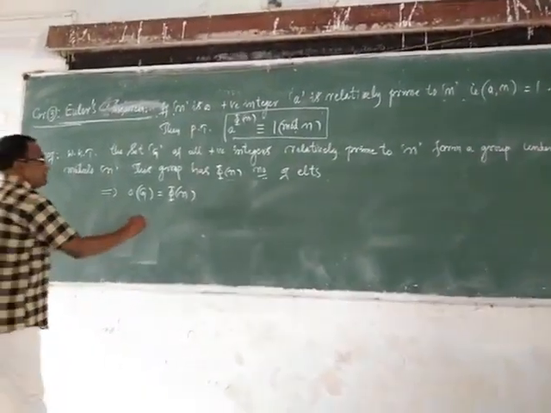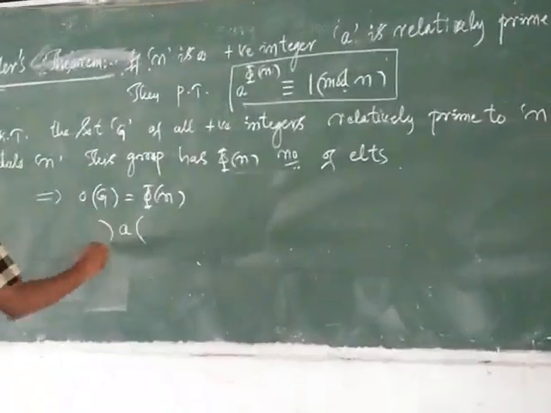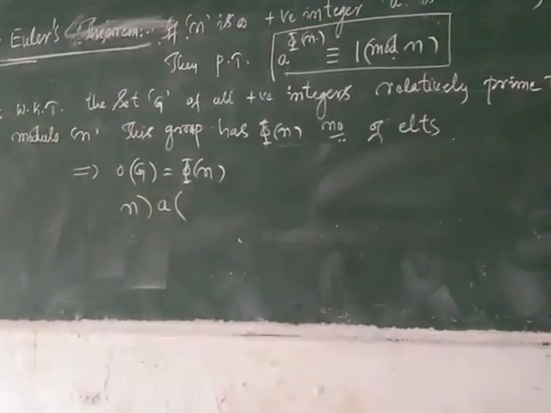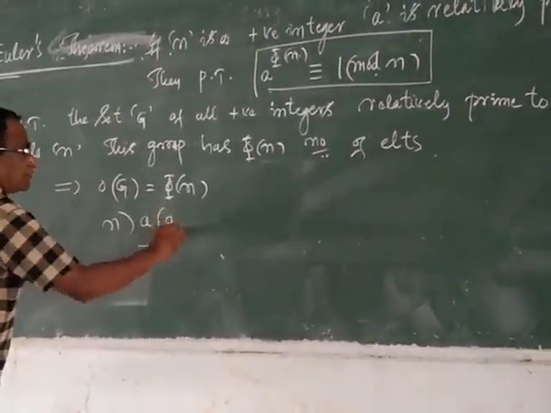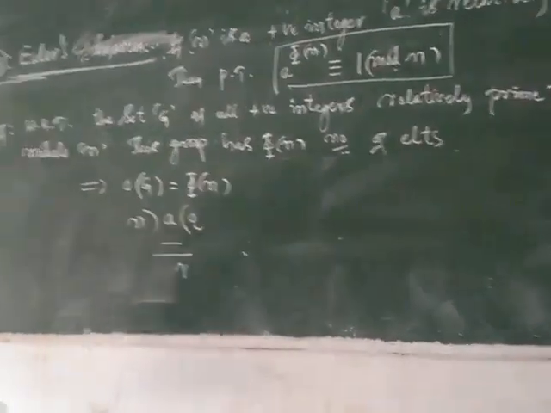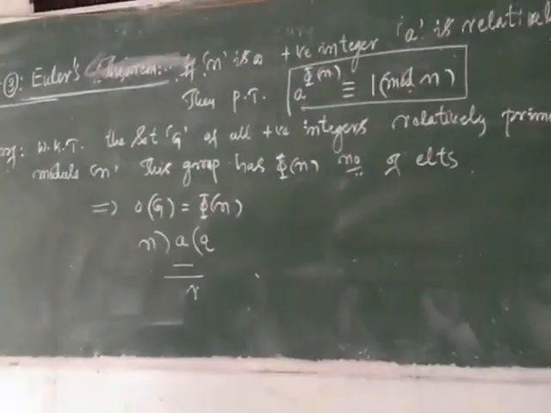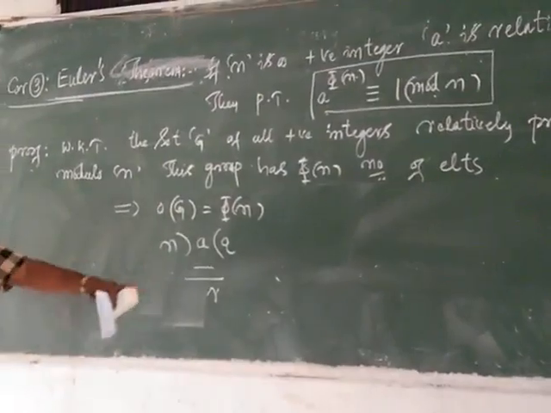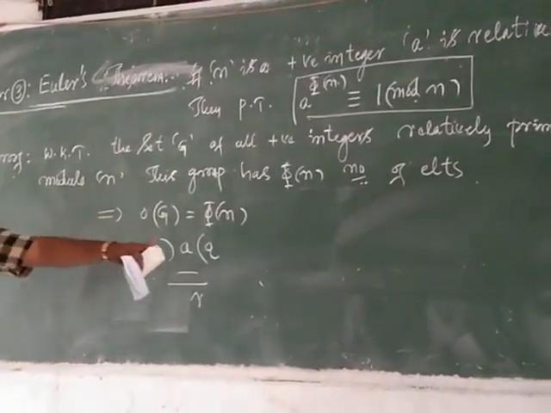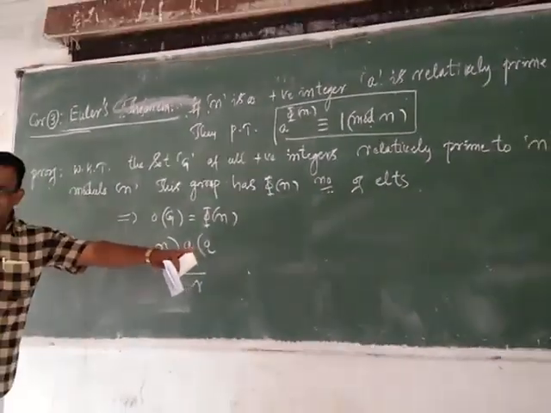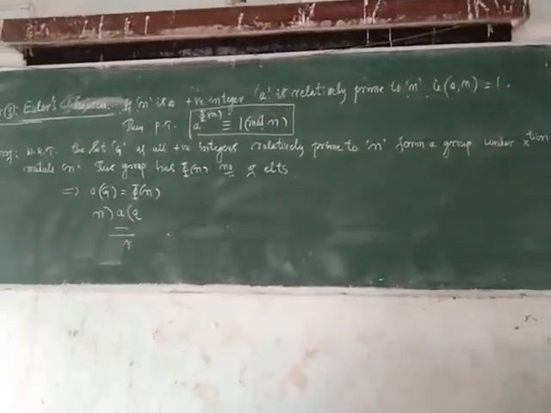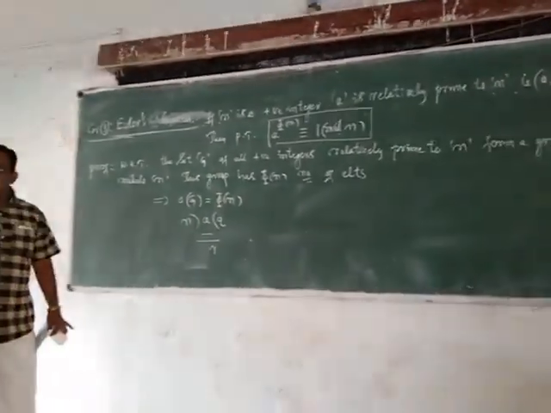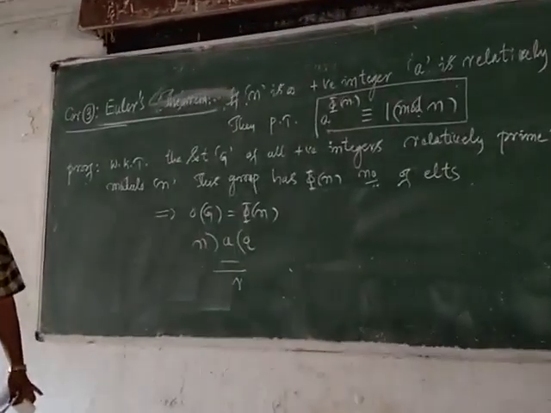Now let us divide a by n. Let q be the quotient and r be the remainder in this division. Now express this in a congruence modulo n relation. Yes, anybody?